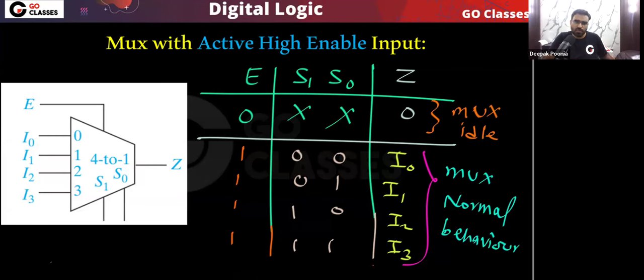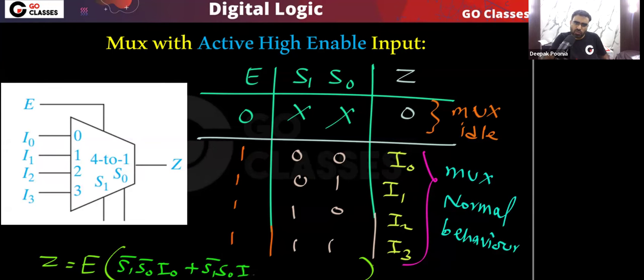What will be the equation for the output? You can see that this is active high enable, means for normal behavior of the circuit, this enable must be 1, E must be 1. So you can see E must be 1, means E. Next, the remaining you already know. When S1 0, S0 0, then output will be I0. When S1 0, S0 1, output will be I1. S1 S0 bar, output will be I2. And when both are 1 1, S1 S0, then output will be I3. This is the equation for output.